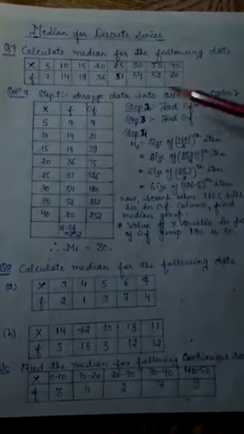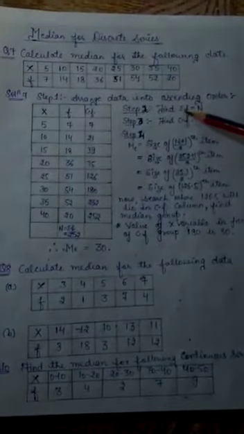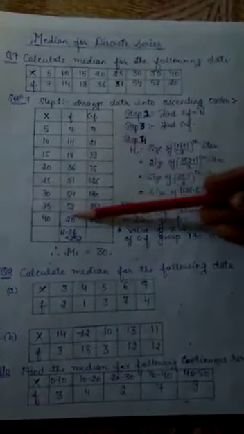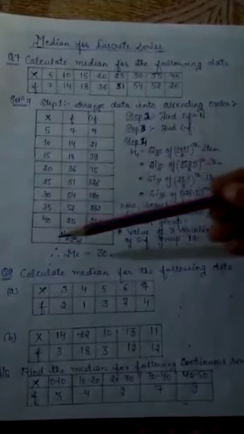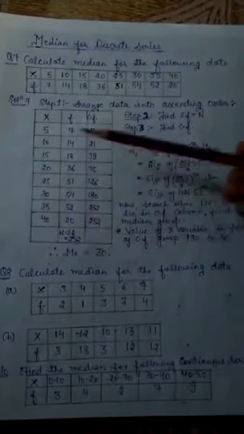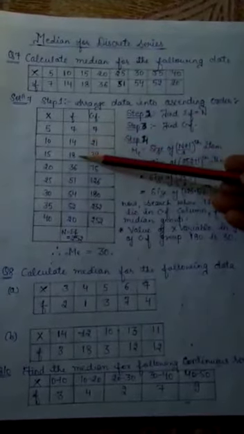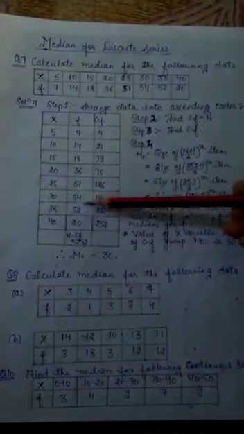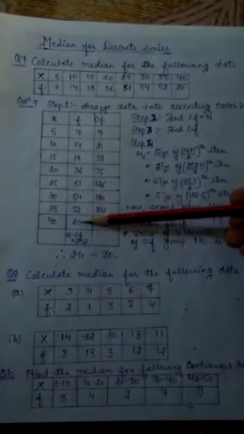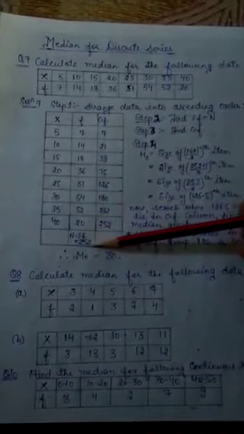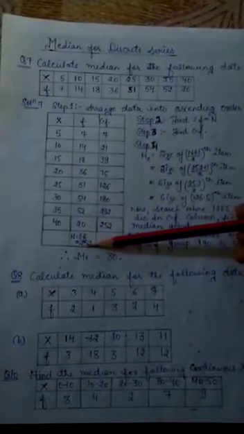So the next step is to find sigma f, that is total of the frequency, which you will take as n. So what is the total over here? I have added 7 plus 14 plus 18 plus 36 plus 51 plus 54 plus 52 plus 20. You will get 252. Now this third column you have to make yourself. It is not given in your question.